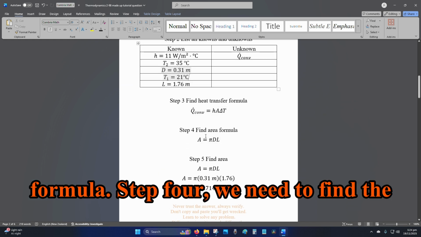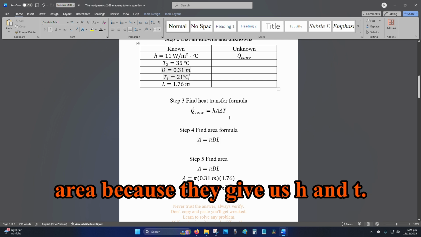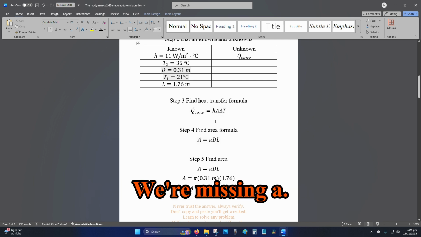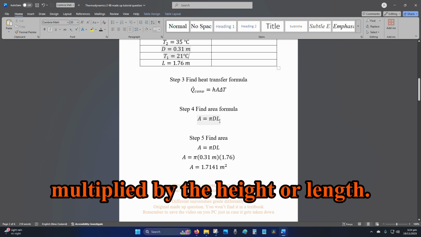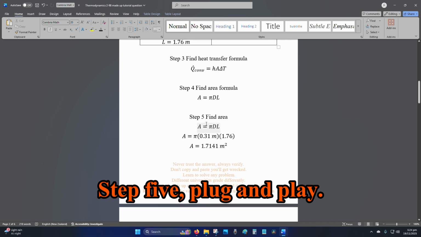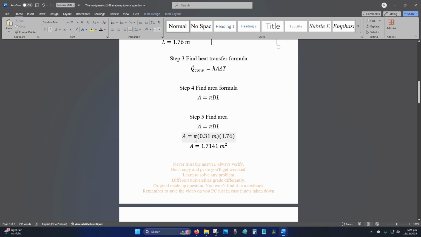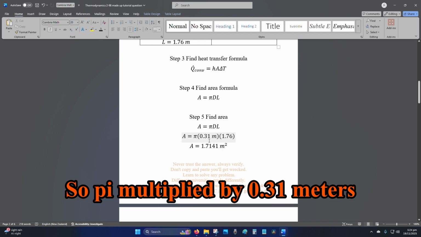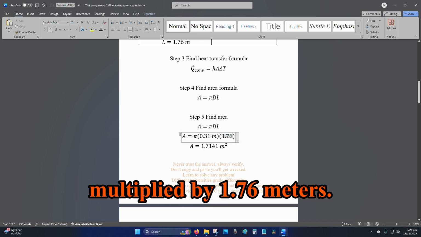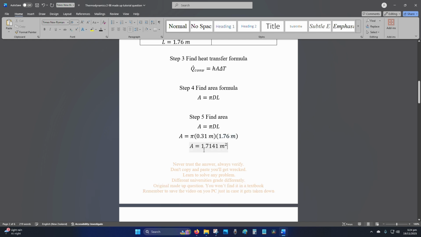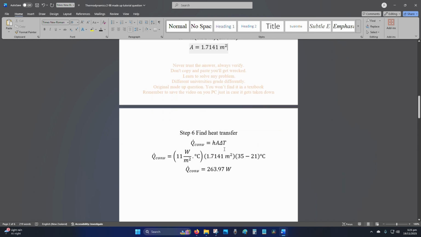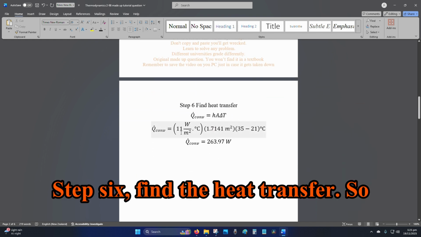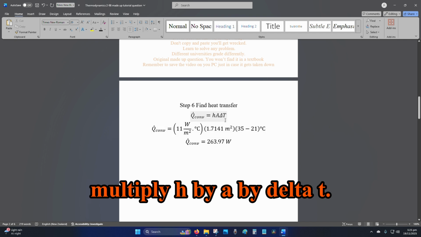Step 4, we need to find the area. Because they give us H and T, we're missing A. So the area of a cylinder is pi multiplied by diameter multiplied by the height or length. Step 5, plug and play. So pi multiplied by 0.31 meters multiplied by 1.76 meters, you'll get 1.7141 meters squared.